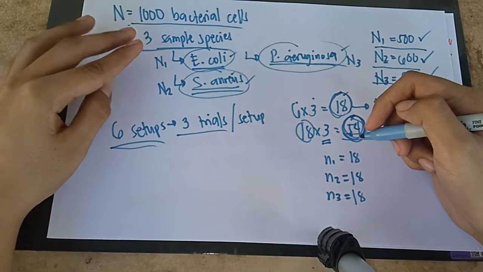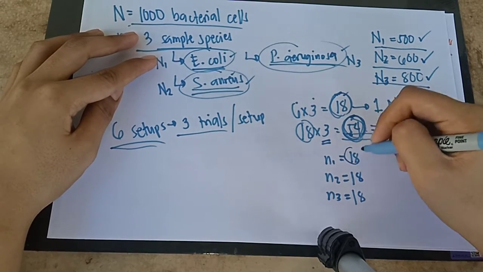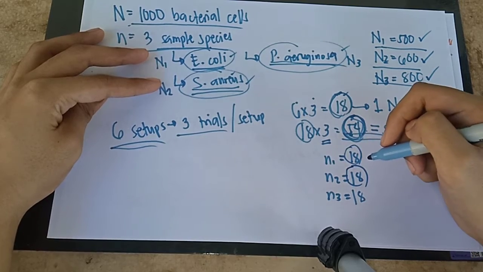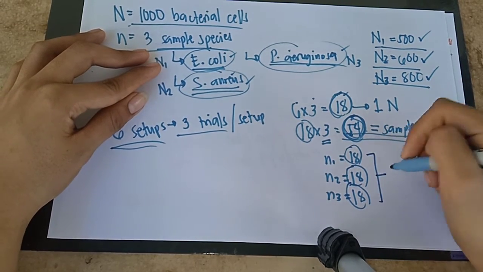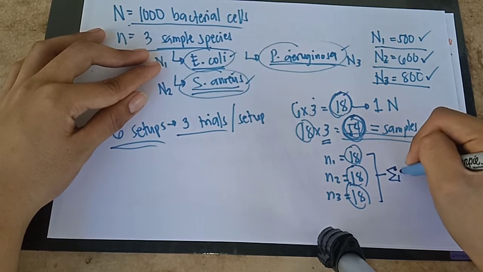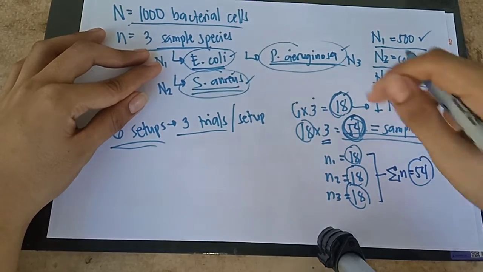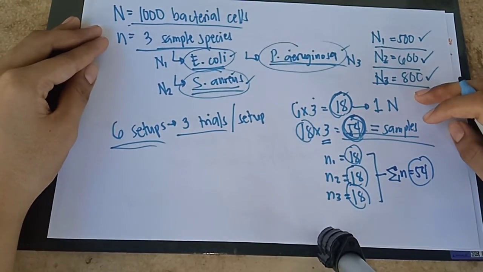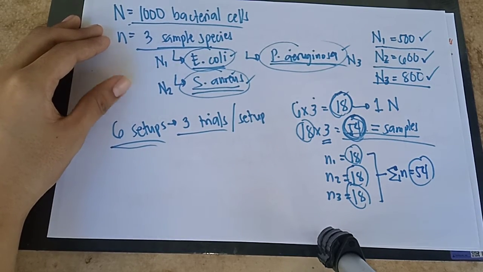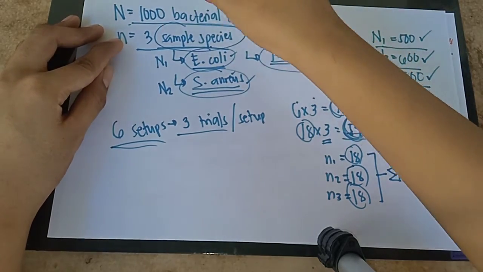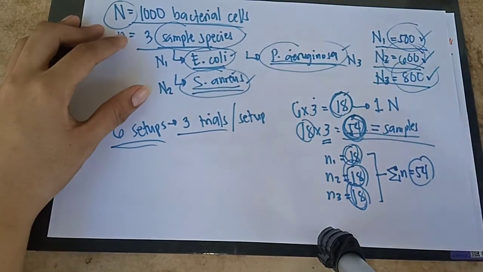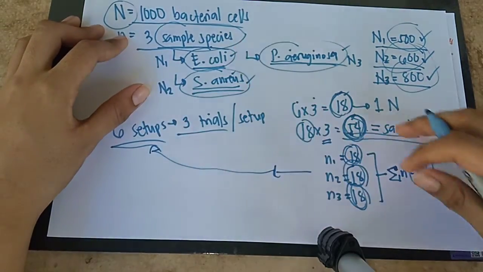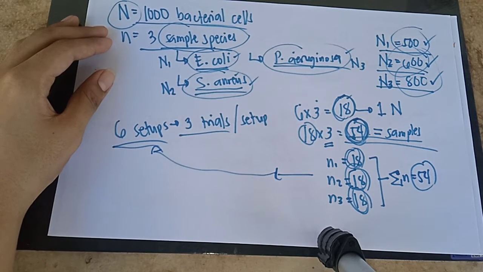So, Escherichia coli will be further divided into 18 samples, while Staphylococcus aureus will be further divided into 18 samples as well, and Pseudomonas aeruginosa will have 18 samples as well. And these 18 samples will comprise the sample count of 54 out of 1,000 bacterial cells and out of 3 sample species. So that is the main essence of sampling methods. We try to derive different samples from a population. Same as here, we derive different samples out of the different populations. And these samples will be used in our experiment in the 6 setups. So that would be the main idea of using sampling methods.